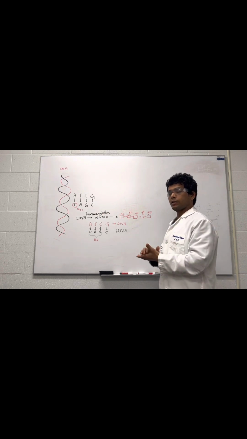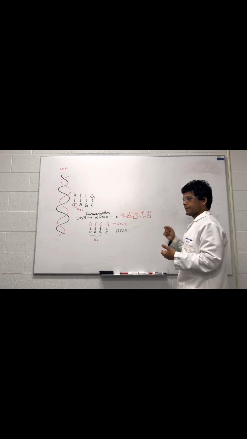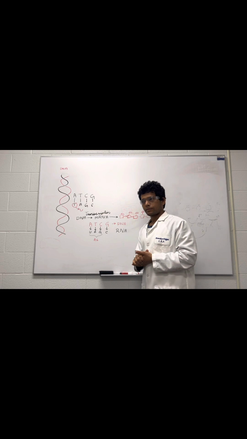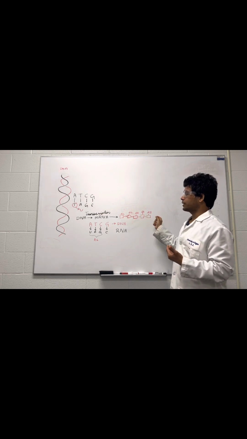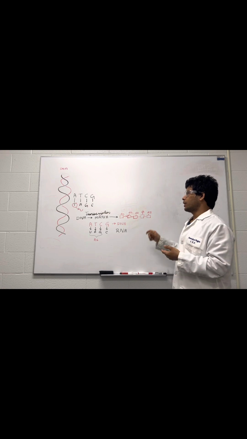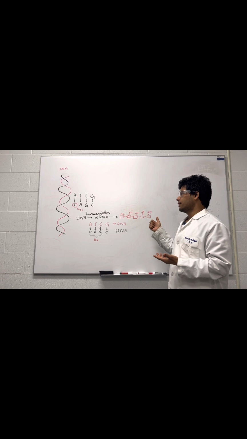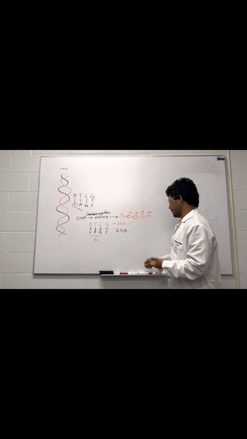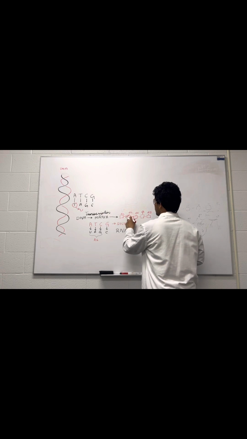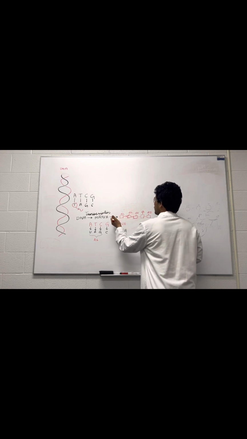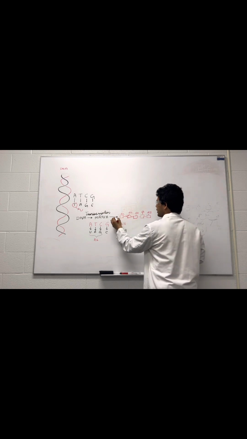a three-dimensional structure. As soon as this translation process is completed, this chain of amino acids will form a three-dimensional structure based on the sequence it has been translated. And this process from mRNA to the formation of a chain of amino acids is called translation.